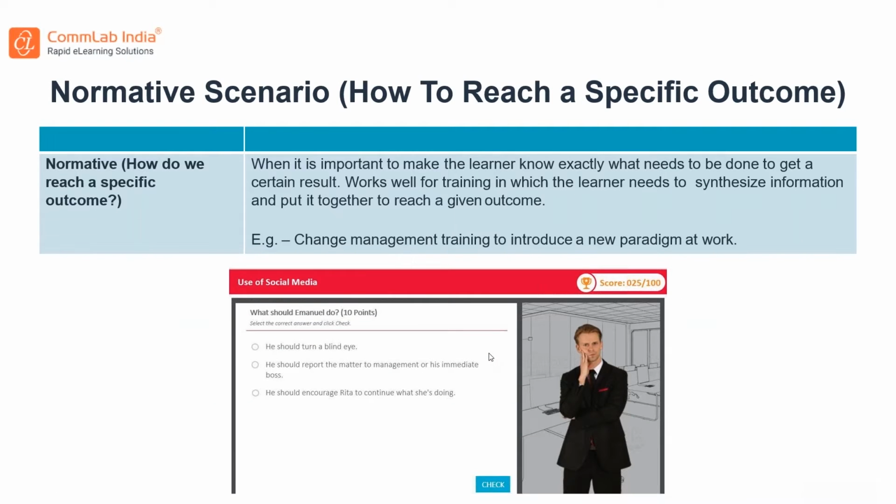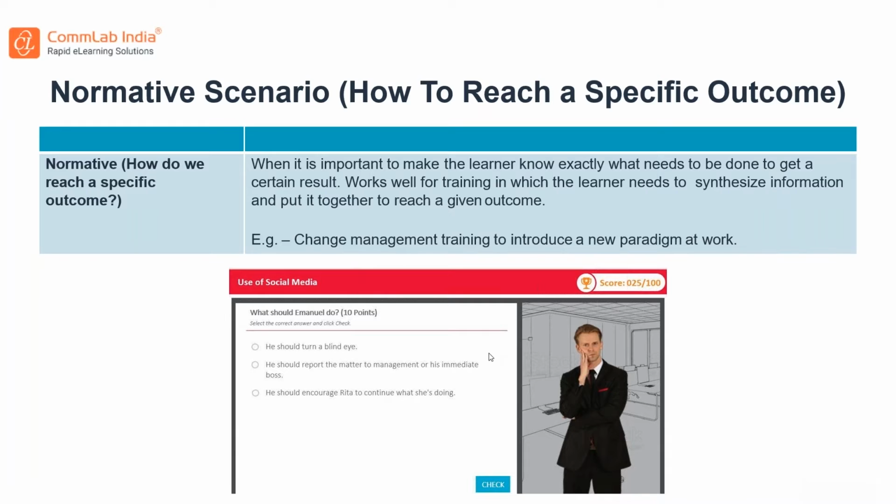The next type is the normative scenario type, where there is a clearly defined outcome. And it is important for you to let the learner know that there is just one correct step, one correct choice, which will lead them to that defined outcome. So the outcome is a certain result. This works very well for areas of training where the learner needs to synthesize some information and put it together to reach that outcome.